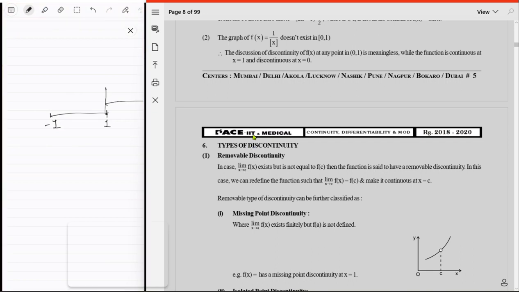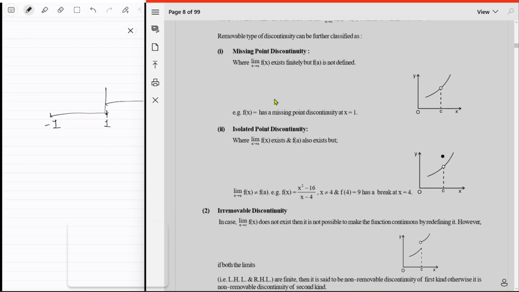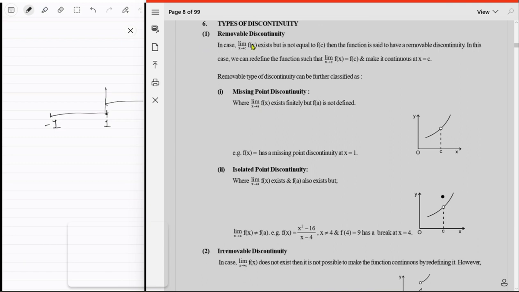Wait, did I switch off the net? The graph of f is equal to 1 upon whatever this thing is, doesn't exist in 0 to 1. We don't care about that. Just give me differentiability, the definition that you are using. Isolated point discontinuity. Oh, so like this. Huh. So why is this removable?